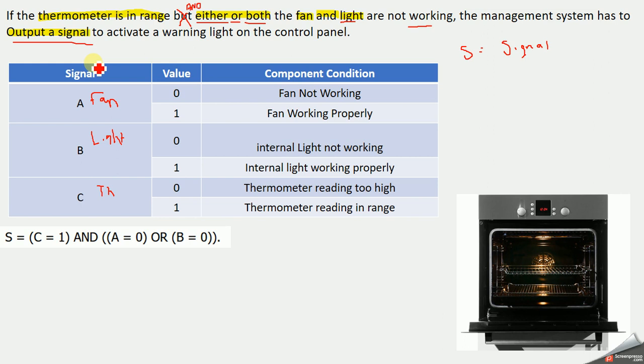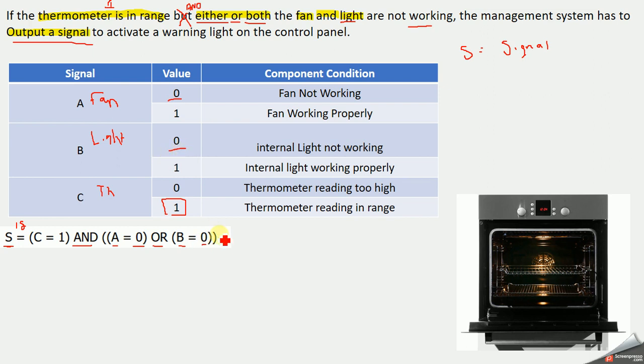So, you've got the signal. And the signal will turn on, so that's the result, if, so you can put an if here instead, C equals 1, which means the thermometer is in range, so that's a 1. You could have actually numbered these up beforehand, it would have made it easier. And A equals 0, the fan's not working, or B equals 0.